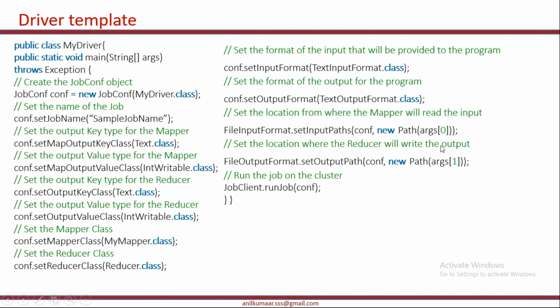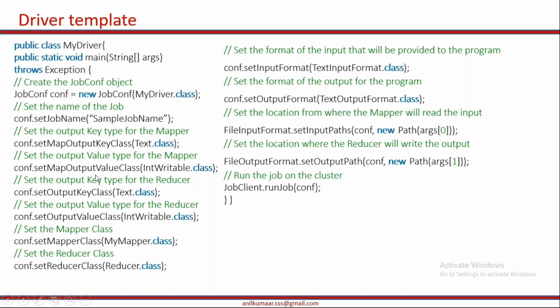Then where you're providing your input: command argument 0 means command line input 0, where you're providing the input, and args 1, where you're expecting your output. So we are using command line arguments. Same thing, we just have the reference here. Finally, once you have all the details, you need to run the static method. Of course, we are using the static method here, JobClient.runJob(job configuration). So this will be triggered.